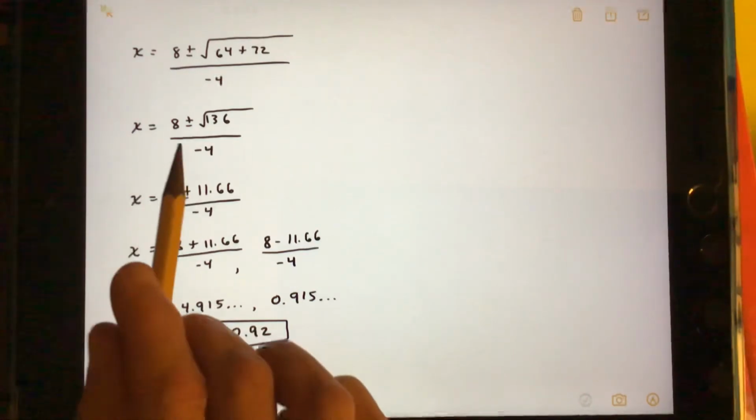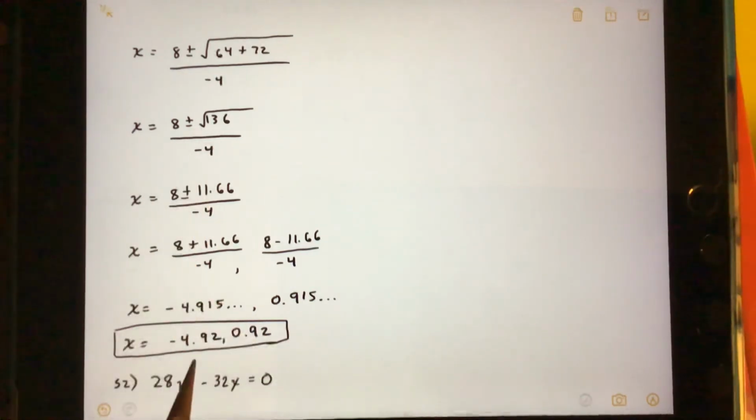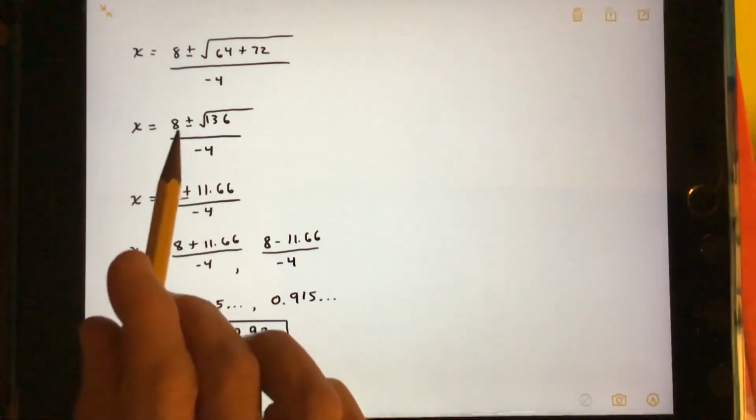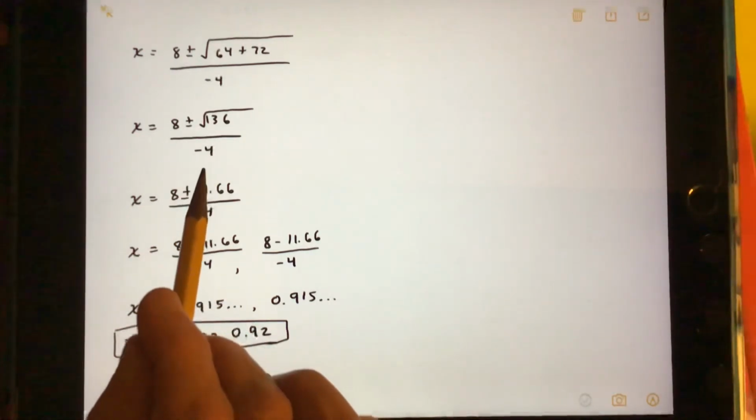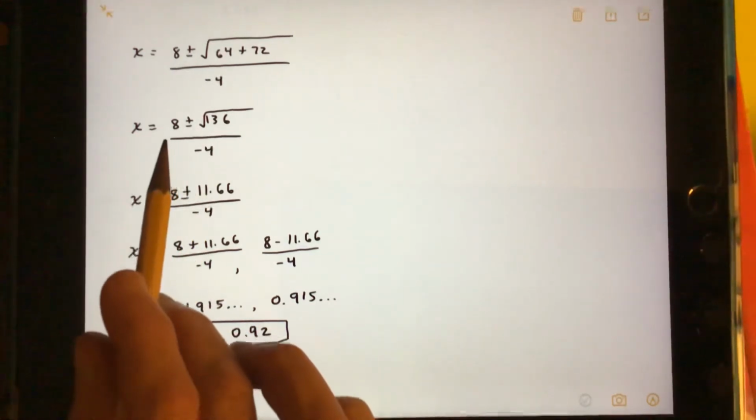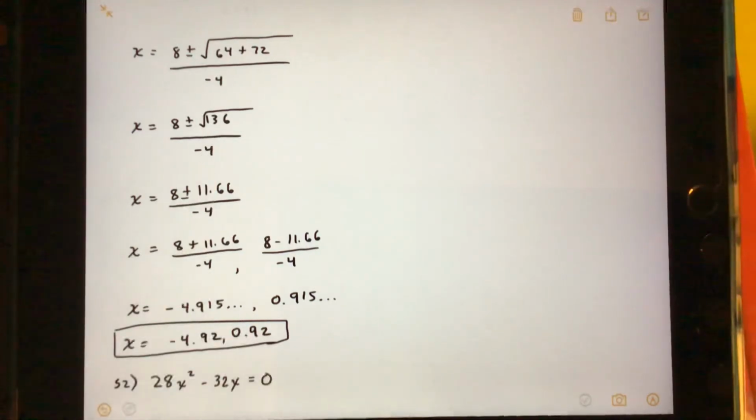Alternatively, if we want, we could have put all of this into our calculator. We'll still arrive at the same answer. 8 plus the square root of 136 divided by negative 4, and the other answer would come from 8 minus the square root of 136 over negative 4. And that will give us a slightly more accurate answer. In this case, it comes out the same, but it doesn't always.